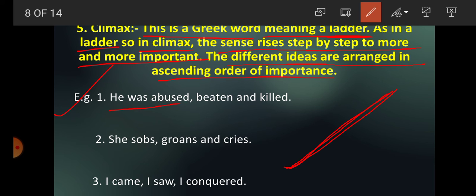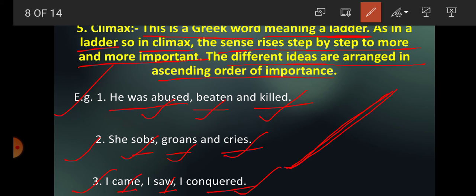First he was abused, then beaten and then killed. So here abused is less important, then more important beaten, and the most important killed. Now next example: She sobs, groans and cries. Here sobs is less important, groans more important, and cries most important. Now, I came, I saw, I conquered. So came is less important, saw more important, and conquered the most important.